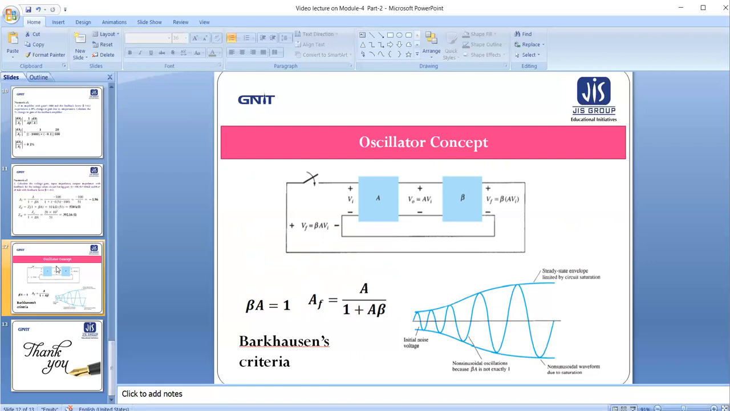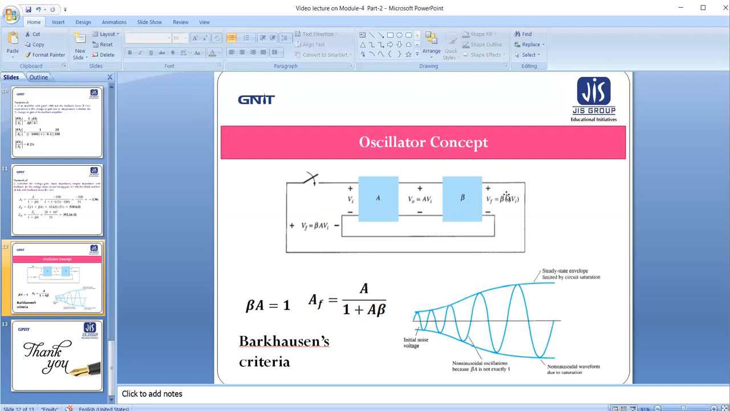Oscillator is just the opposite of the negative feedback amplifier. What happens? Suppose I have connected the circuit. This is the main amplifier with which I have connected the feedback circuit in series connection. That means positive is connected with positive, negative is connected with negative. So the output of the feedback circuit will be VF, and its polarity will be the same as that of V0.